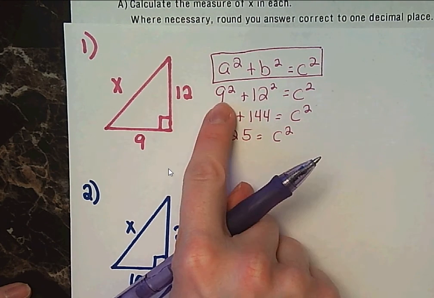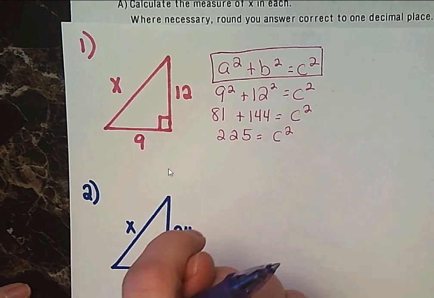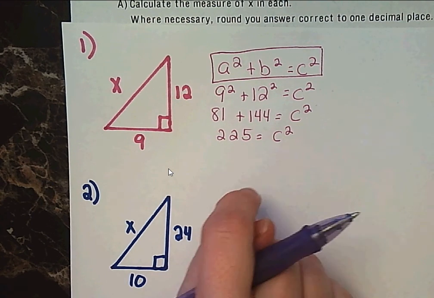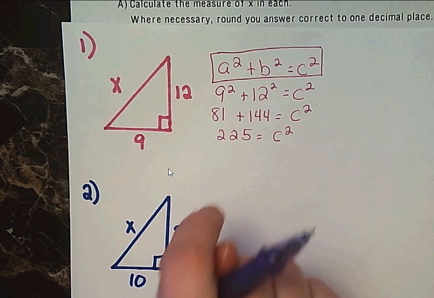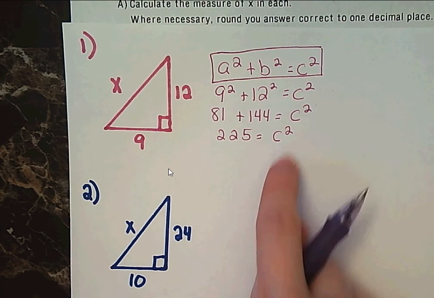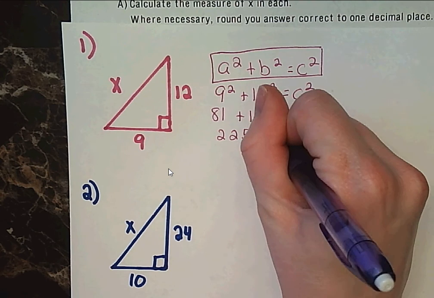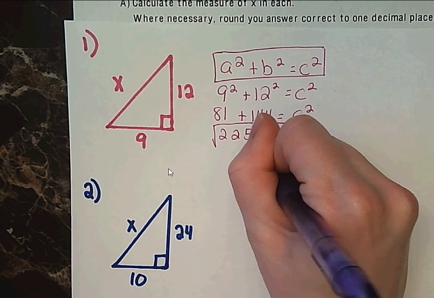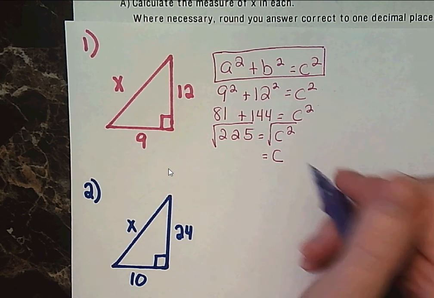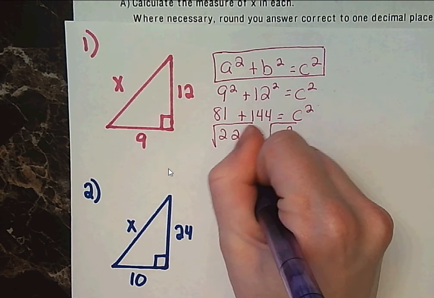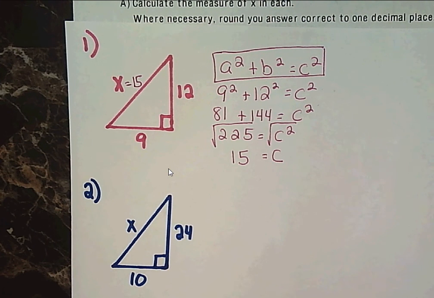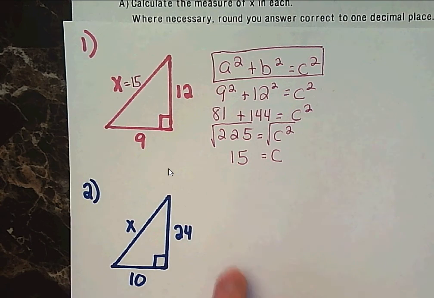So I plugged in 9 squared plus 12 squared equals c squared, and we ended up with 81 plus 144 equals c squared. And if we add those up, we get 225. But the c is not by itself, so we need to take the square root to get c totally by itself. So c by itself would be 15. That means our missing side, our hypotenuse, would be 15. Okay, now let's have you try number two.